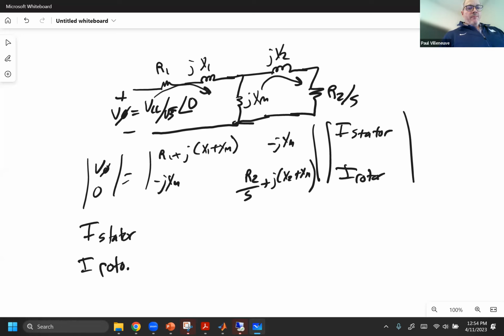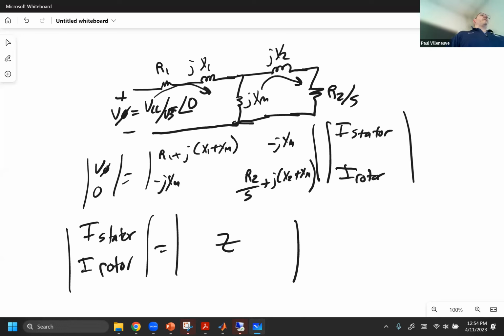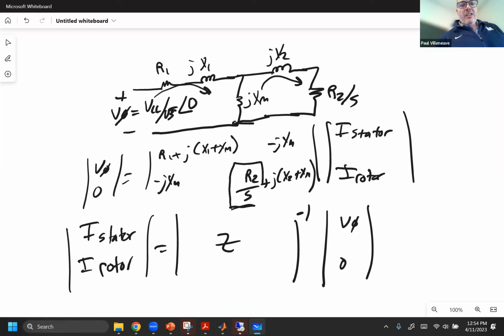By taking this matrix, we'll call it Z, because it's an impedance matrix, right? A bunch of impedances in there. We take the inverse of that, and then we multiply it by V phase and 0, and that'll give us our value of stator current and rotor current for any particular value of slip that we want. The only parameter that changes is here, R2 over s.